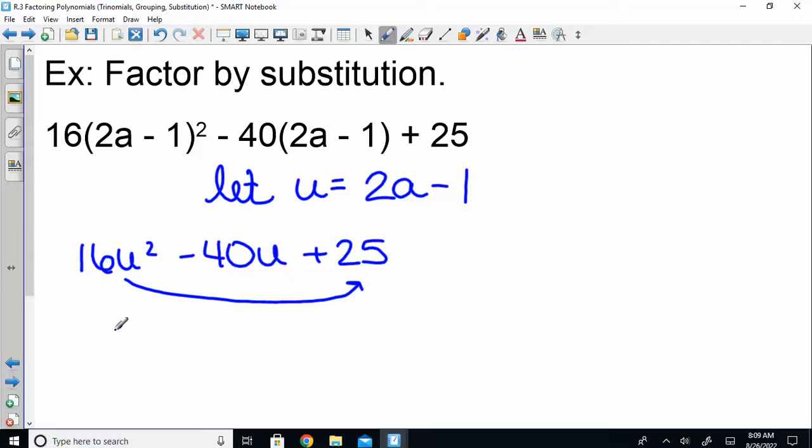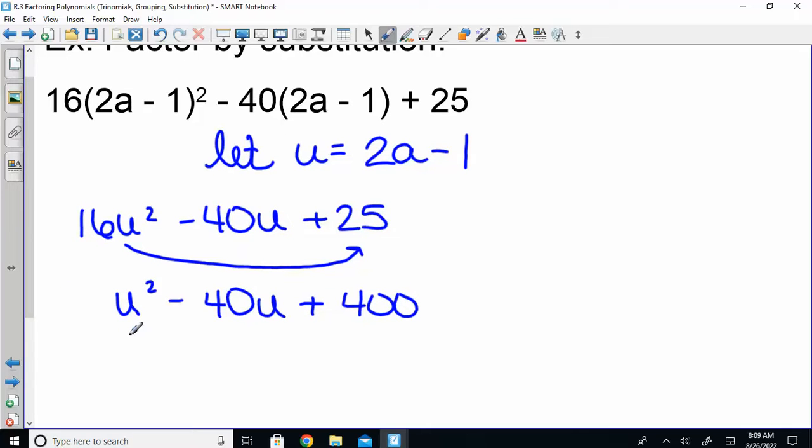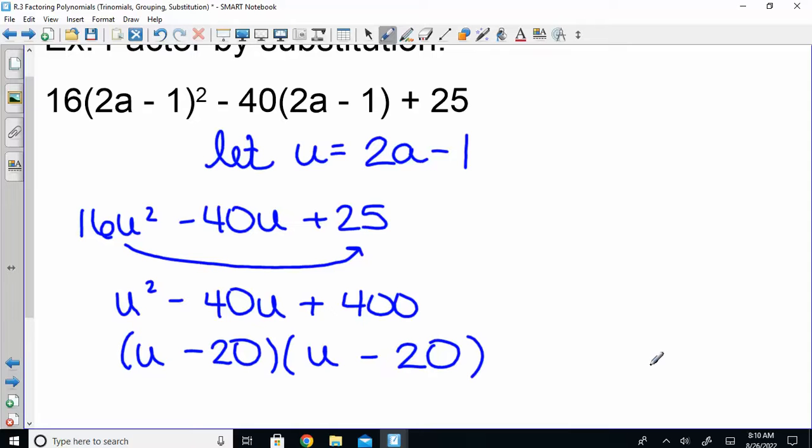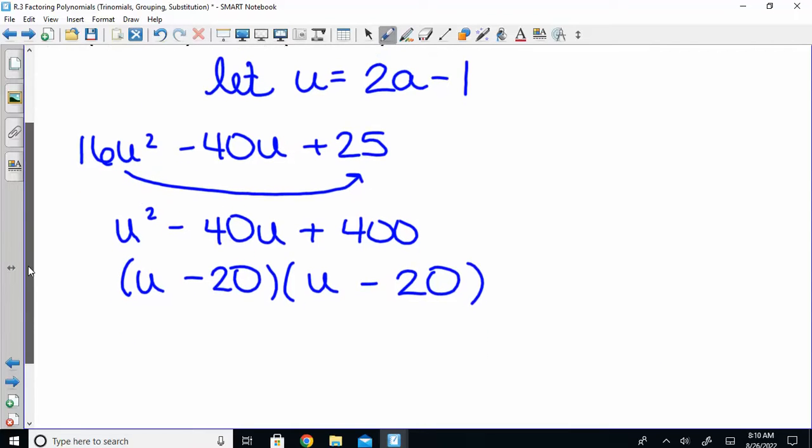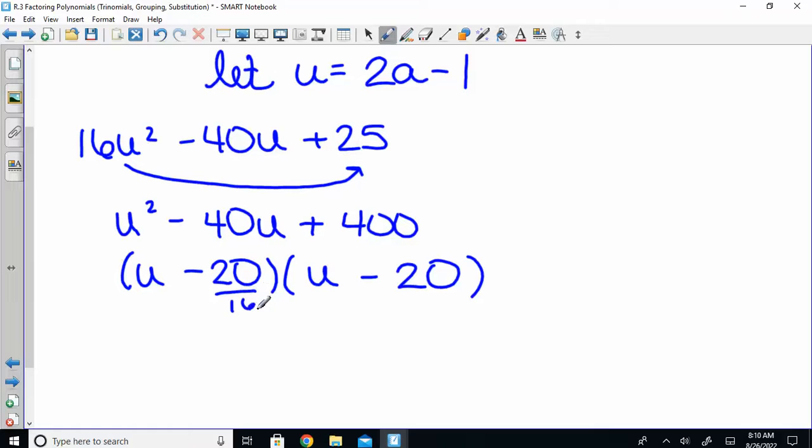So now I have to bring down my 16. What's 16 times 25? Grab a calculator if you need it. 400. What multiplies to positive 400 and adds to negative 40? Negative 20 and negative 20. Now what do we do? Replace, or we put it in the bottom.